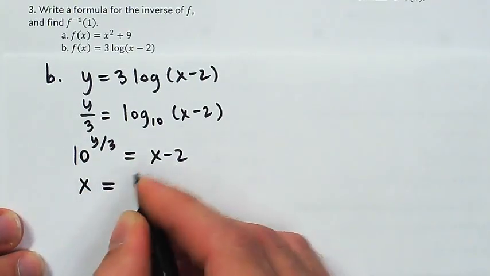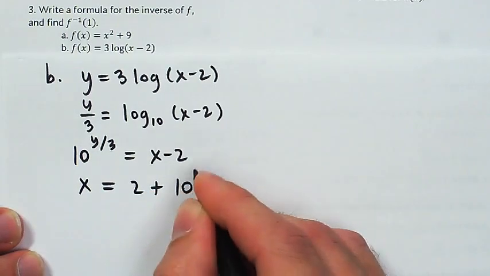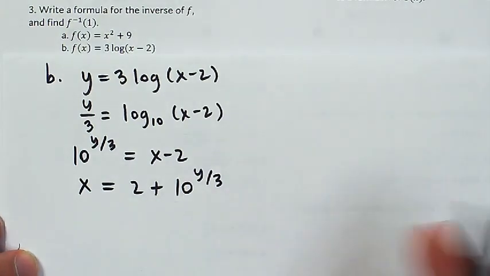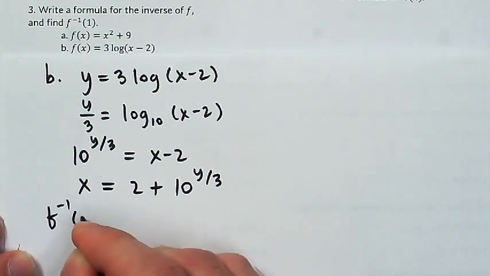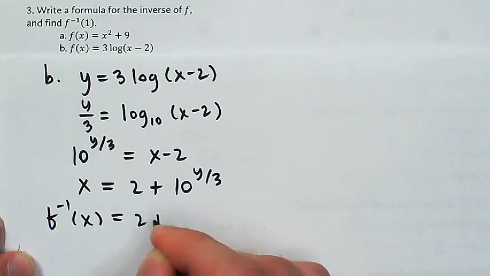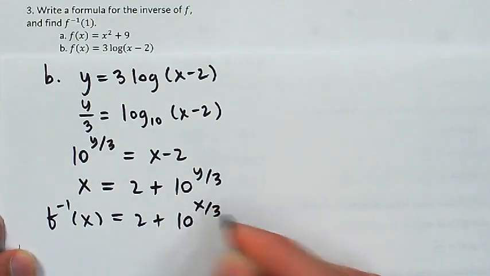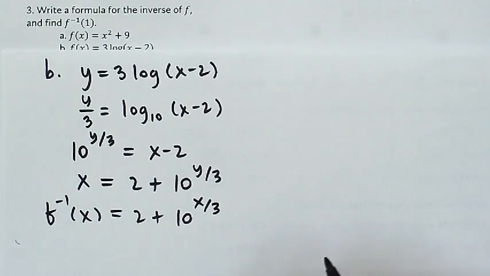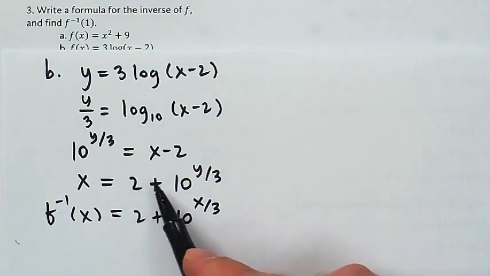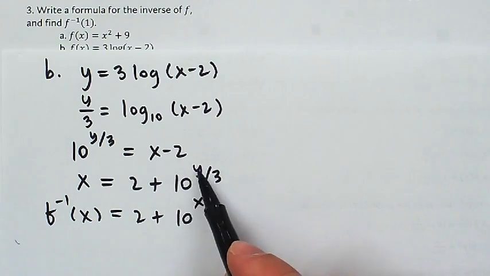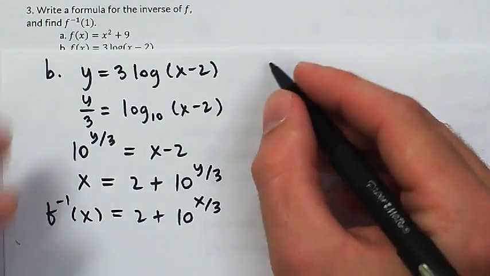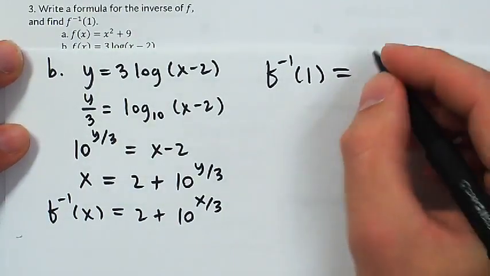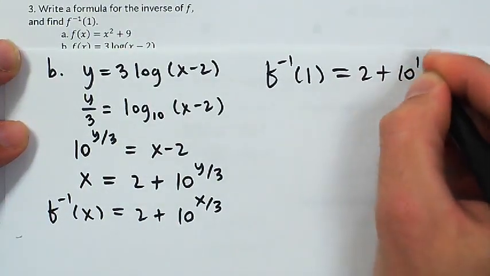And then I could solve for x by adding 2 to both sides: 2 plus 10 to the y over 3. And if I wanted to, I could say f inverse of x is going to equal 2 plus 10 to the x over 3. Either of these would be good if it just said write a formula. Any old formula will do. This needs to be 2 plus 10 to the input over 3. And if I wanted to find f inverse of 1, I'm just going to plug in 1 here. So this is 2 plus 10 to the 1/3.